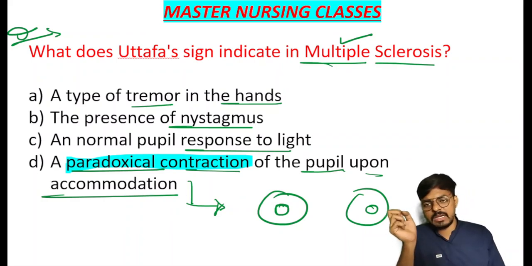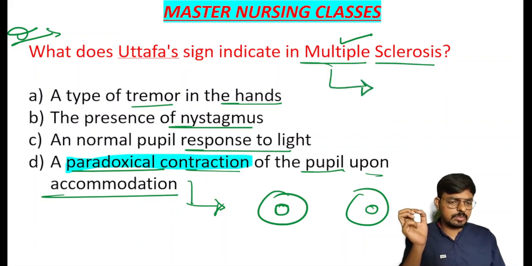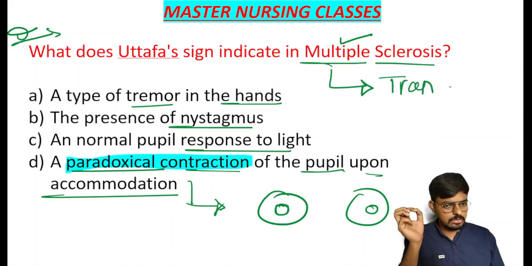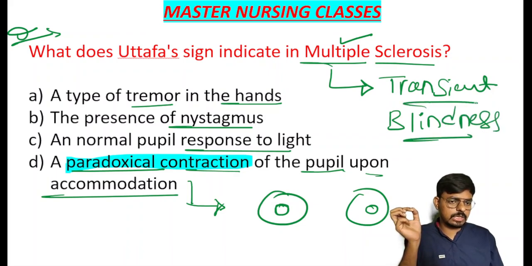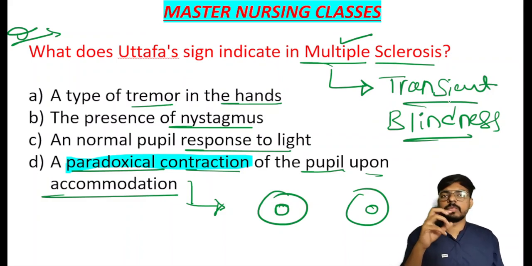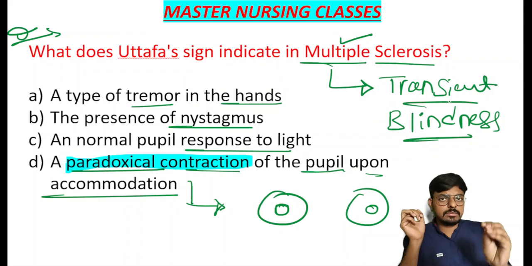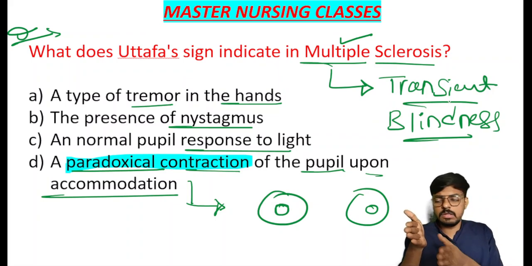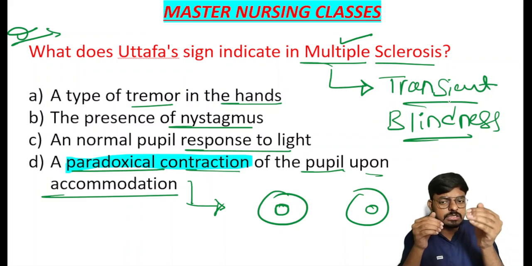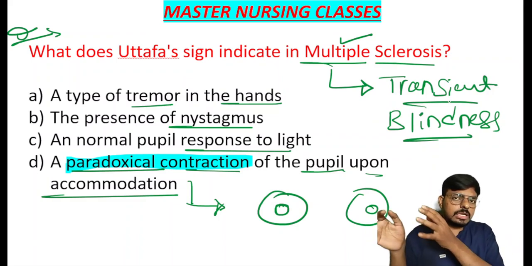Transient blindness will also be seen. What happens in multiple sclerosis, the classical picture is transient blindness. What does it mean? The vision will be lost slowly over a period of months. Over about 6 months, the vision starts to diminish slowly, and he gets completely loss of vision. That is what we call transient blindness.